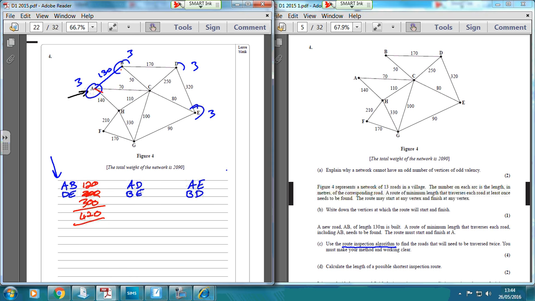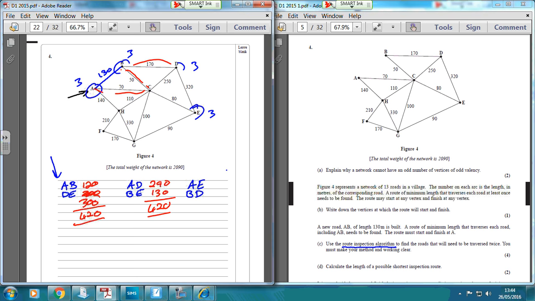So we can go A to B, which we know is going to be 70 plus 50, which is 120, plus 170. I think that's going to be the shortest way. So that's going to be 120, it's going to be 290. And then B to E, the shortest way is just going to be 50 then 80. So that's going to be 130, which gives us a total of 420.